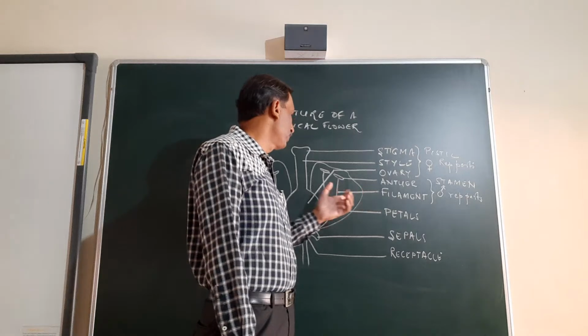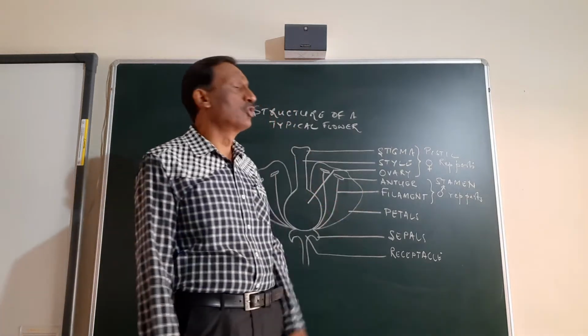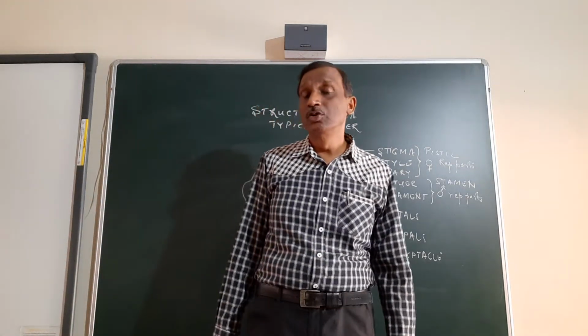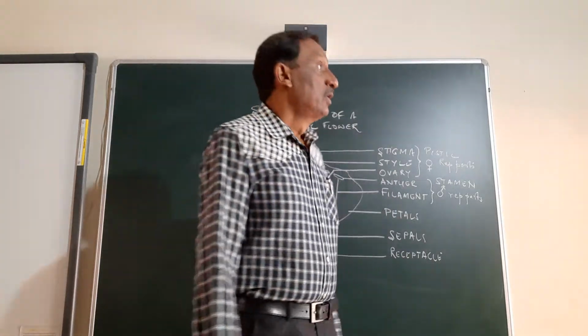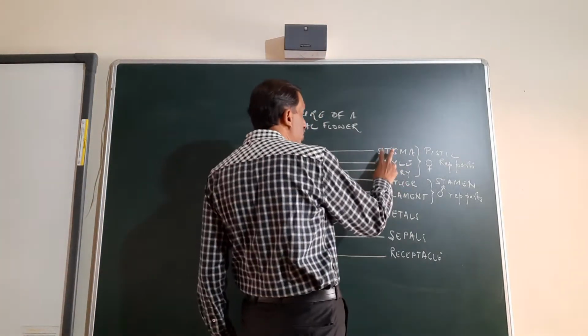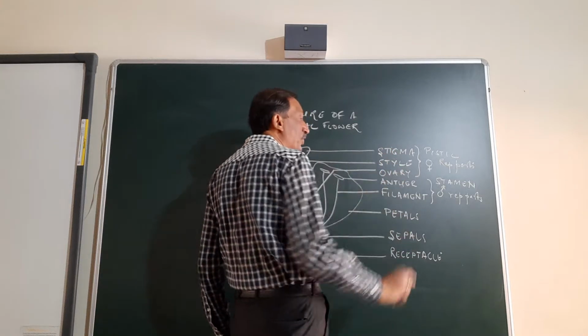So filament, did you understand? Next is the innermost whorl. The innermost whorl is called pistil. Okay. Pistil has got three parts: stigma, style, and ovary.